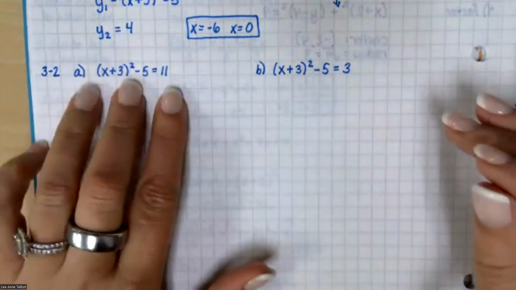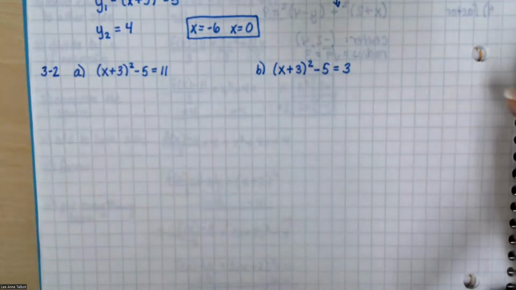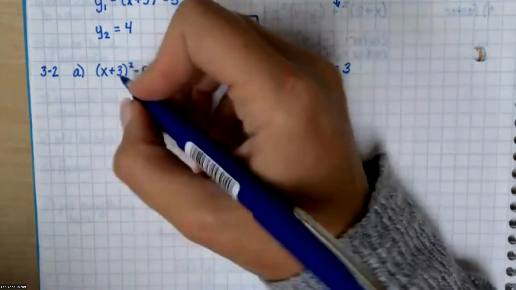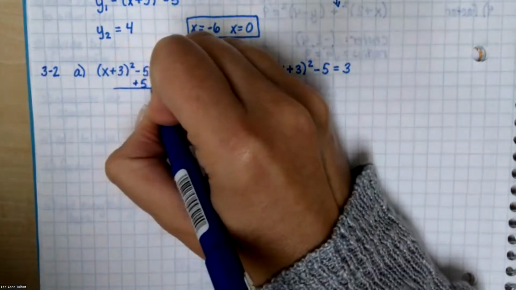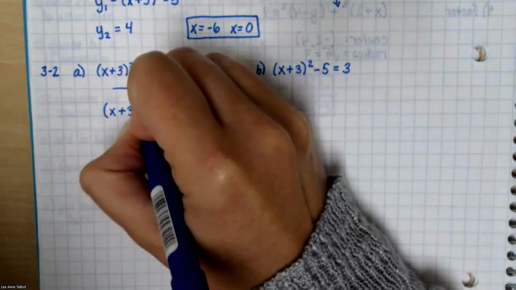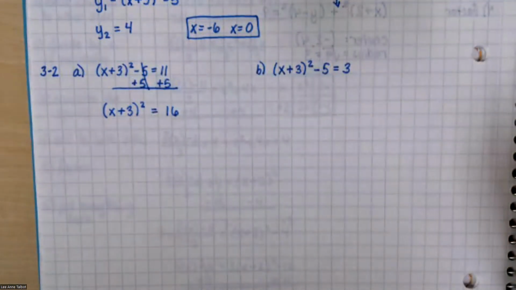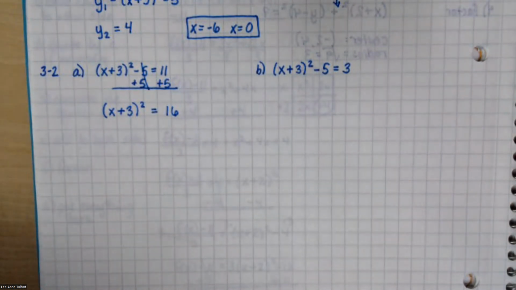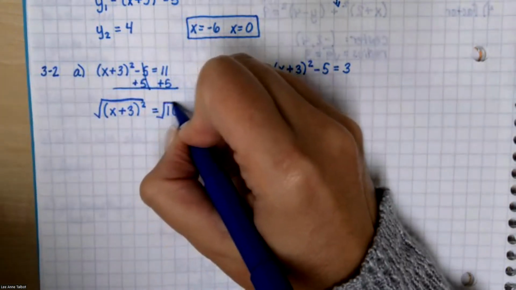Okay, first thing we're going to do is solve it algebraically. What do I do first on A? Yes, plus 5. Perfect. Get the squared alone. I love it. Then what? Square root, not forgetting the plus or minus. Excellent.